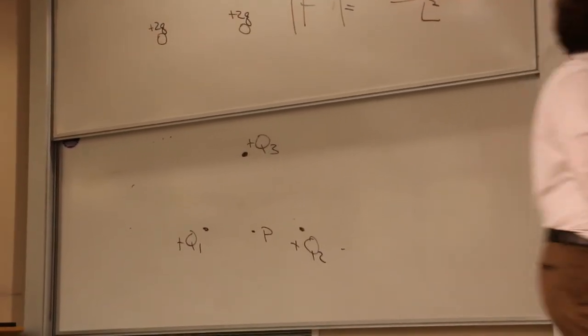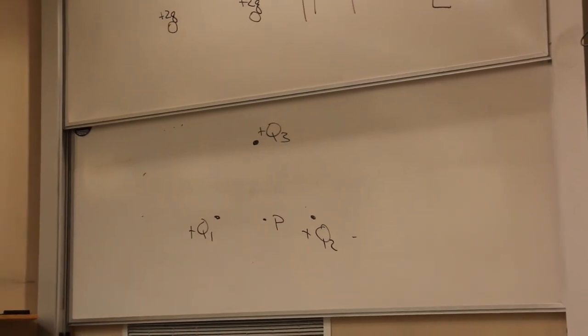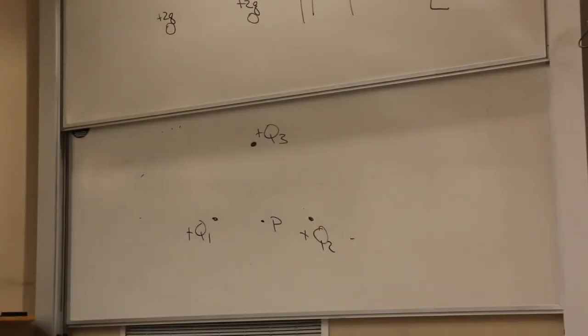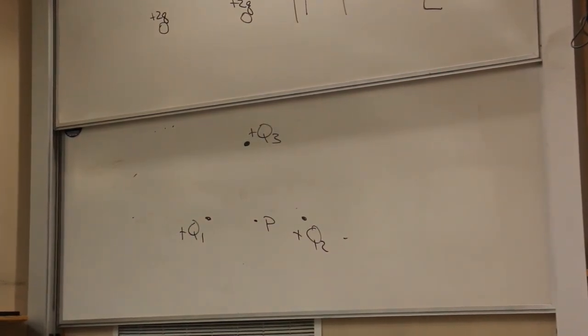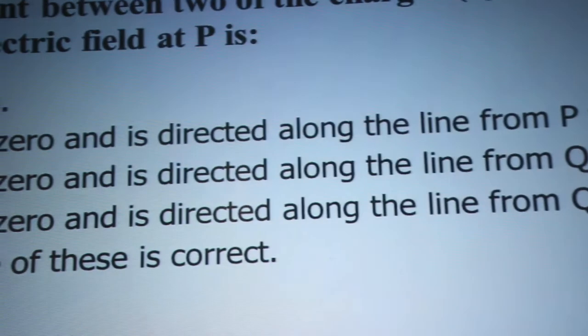What direction is the electric field at point P? Is it going to be 0? Is it going to be not 0, but directed along the line from P to Q3? C, not zero, directed along the line from Q2 to P. D, not zero, directed along the line from Q1 to Q2. Or E, none of these is correct.